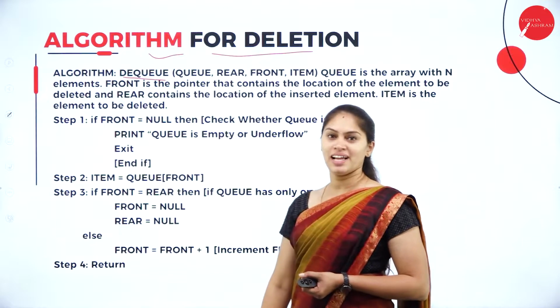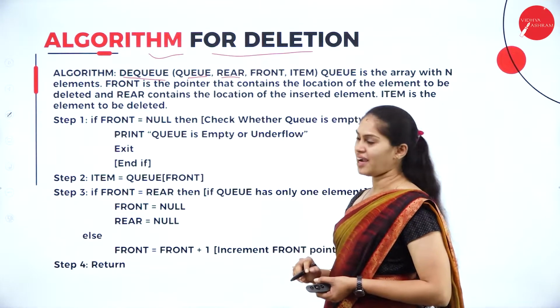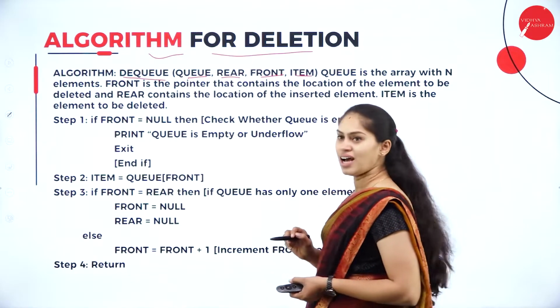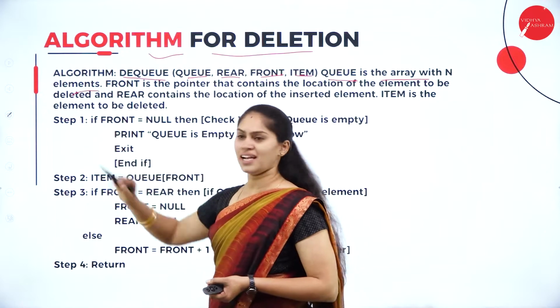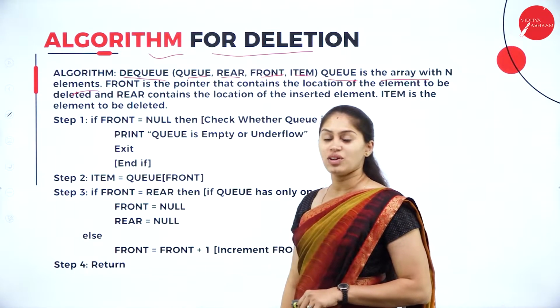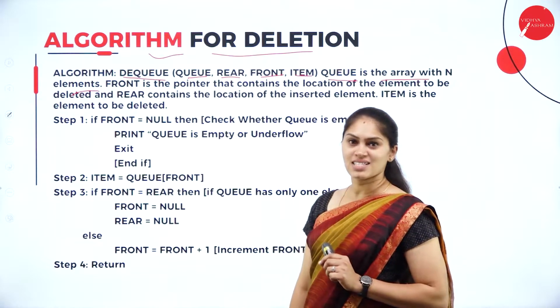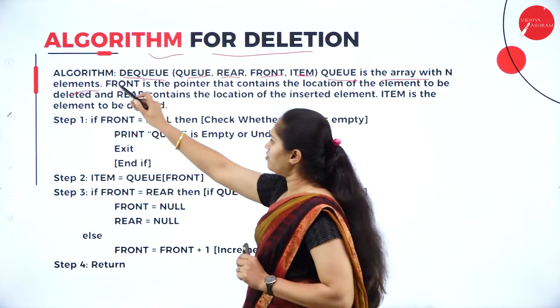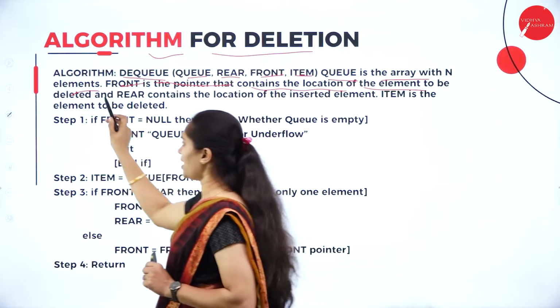If I wanted to delete, what all do I require? I require a Q, I require a front and rear end along with an item. So here Q is the array with n elements. That n can be any number. So if I am giving n as 6, at that time we can have only 6 elements in the Q. And front is the pointer that contains the location of the element which needs to be deleted.